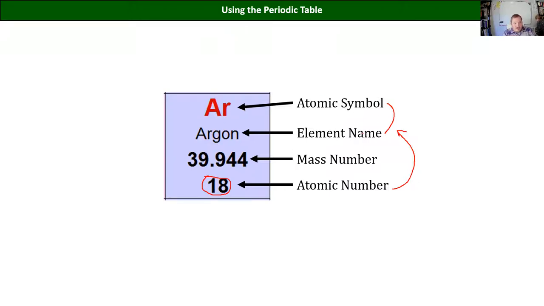Technically, you don't need the atomic symbol or the element name to discuss things. It's just easier to talk about argon than it is to talk about atomic number 18. So we have names for the elements just for ease of describing them and for historical reasons.